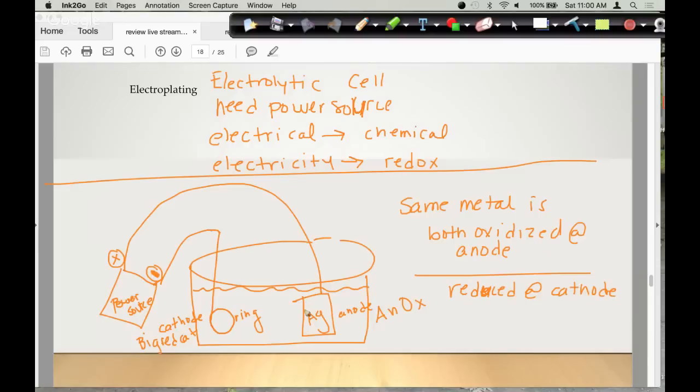So the metal is oxidized here, and the ions travel in the solution to the ring, and the electrons travel through the wire to the ring. So the ions and the electrons meet back at the object, and they make atoms again on the surface.